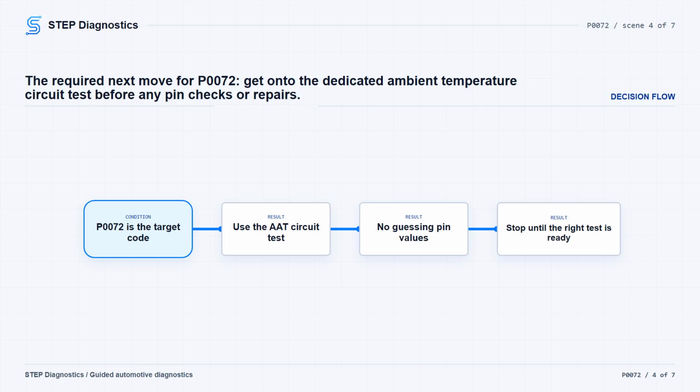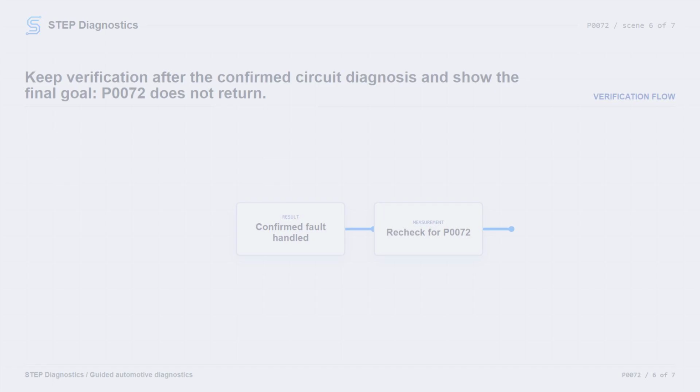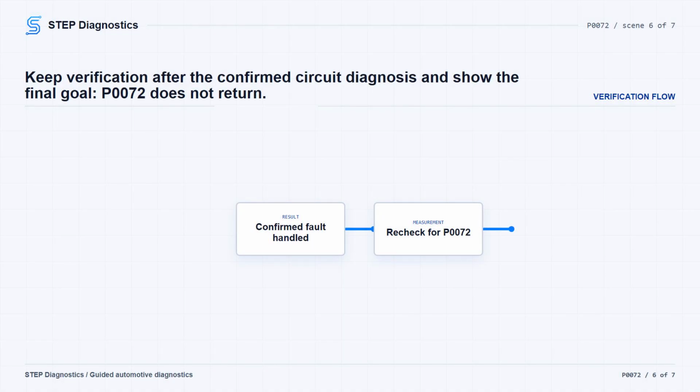Because that test routine is not available, do not guess at pin checks, signal values, thresholds, or repairs. Pause here, recheck the earlier diagnostic path for P0072, and continue only when the correct circuit test routine is available. Keep verification separate from the circuit testing.